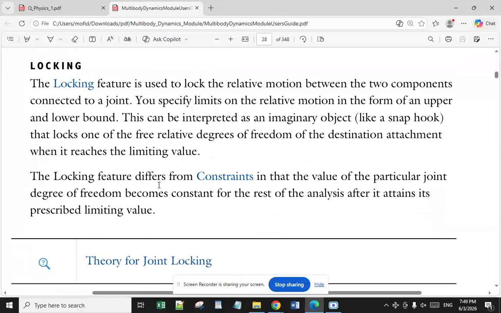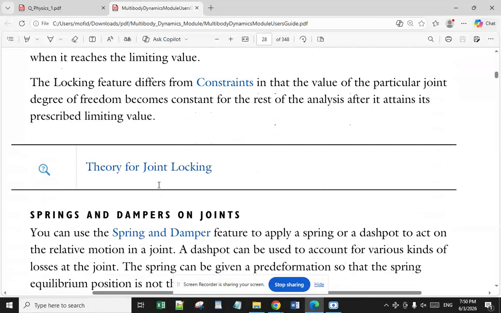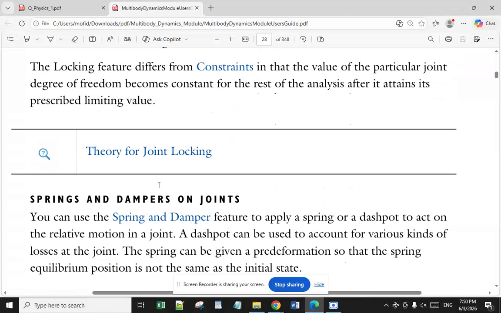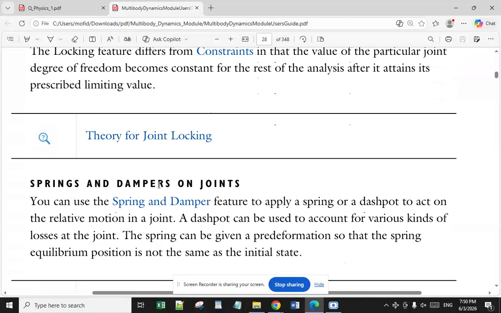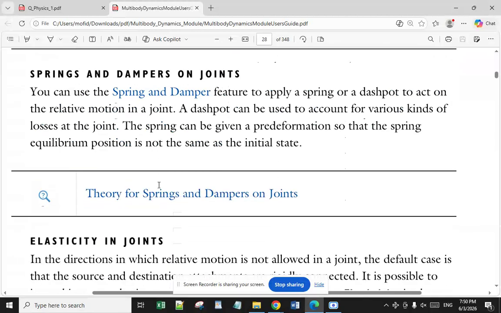Now I want to go to the locking. The locking feature is used to lock the relative motion between the two components connected to a joint. You specify limits on the relative motion in the form of an upper allowable limit. This can be interpreted as an imaginary object like a snap hook that locks one of the free relative degrees of freedom of the destination attachment when it reaches the limiting value. The locking feature differs from the constraint in that the value of the particular joint degree of freedom becomes constant for the rest of the analysis after it attains its prescribed limiting value. Theory for joint locking.